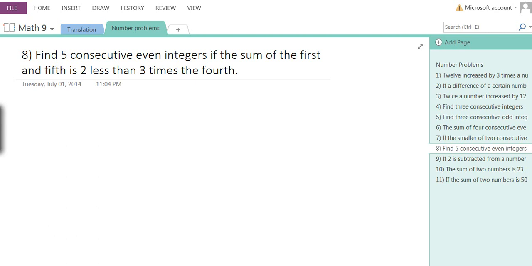Okay, for this problem we have: find 5 consecutive even integers if the sum of the first and the fifth is 2 less than 3 times the fourth.